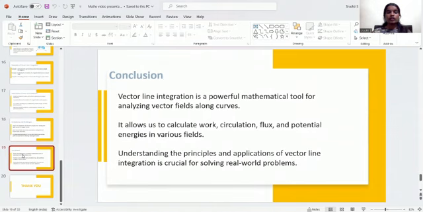Let's end this vector line integration with a conclusion. Vector line integration is a powerful mathematical tool for analyzing vector fields along curves. It allows us to calculate the work, circulation, flux, and potential energies in various fields. Understanding the principles and applications of vector line integration is crucial for solving real world problems.